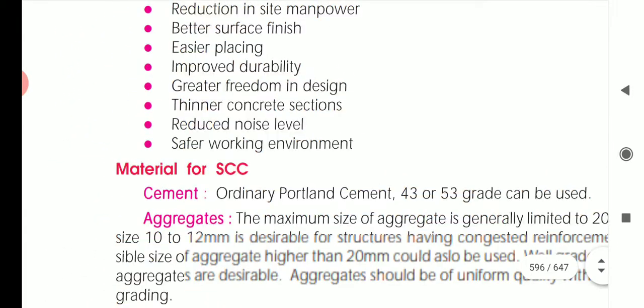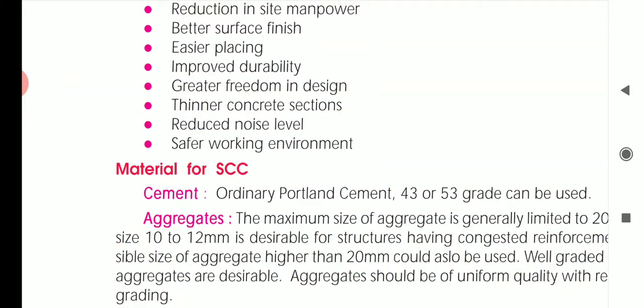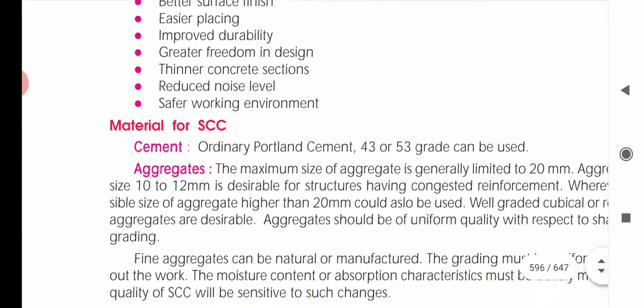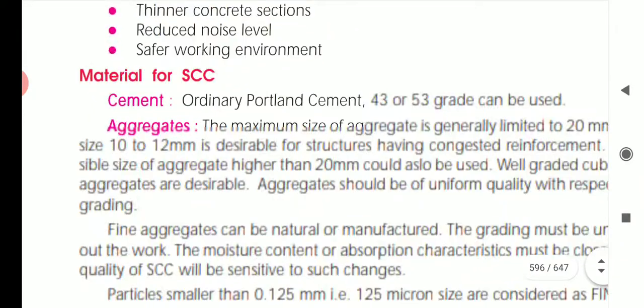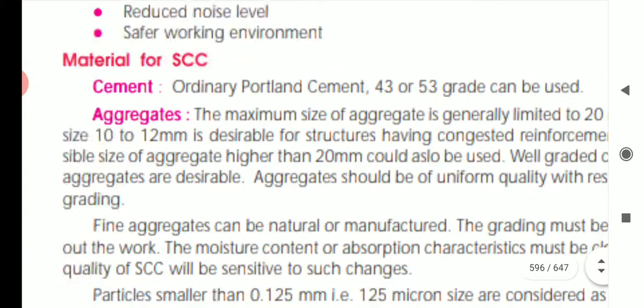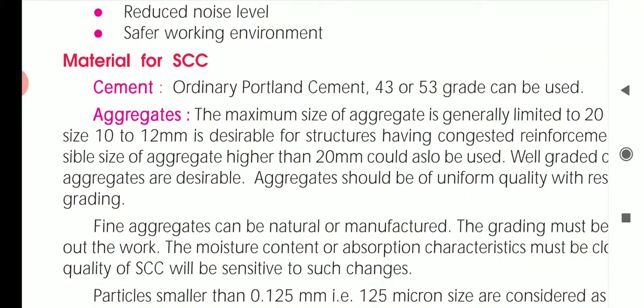So if you are achieving that compaction, what are the materials which are present? That we'll see. So that is the materials for SCC. This is very important. In previous question papers, they have asked to define self-compacting concrete and mention and explain the materials used for self-compacting concrete, that is SCC. So the first material used for this SCC is ordinary Portland cement. 43 grade or 53 grade can be used. Okay, the cement is used as usual.